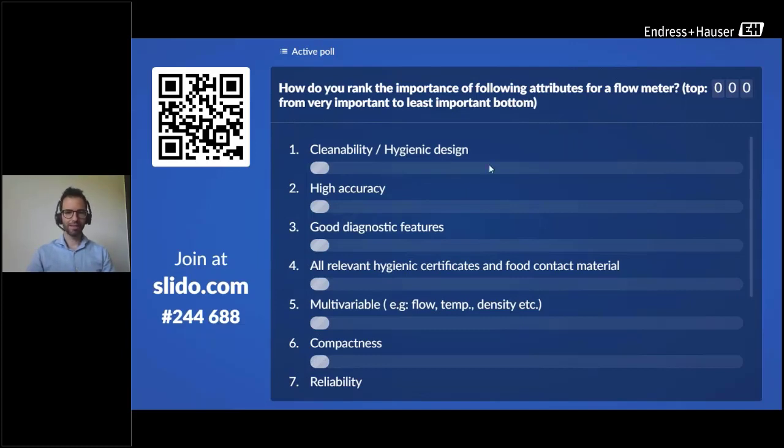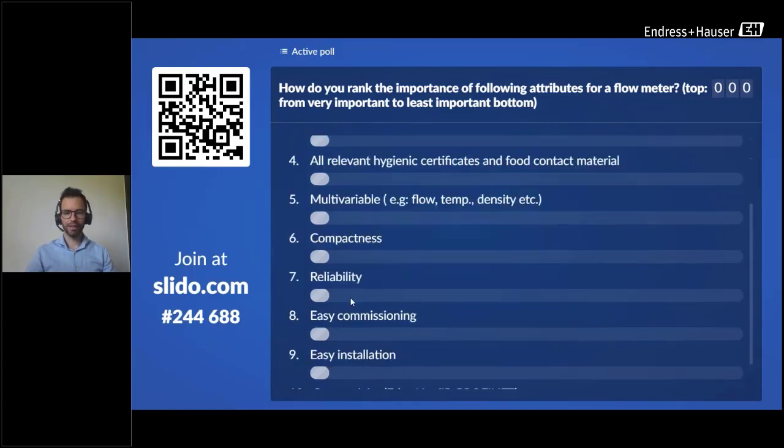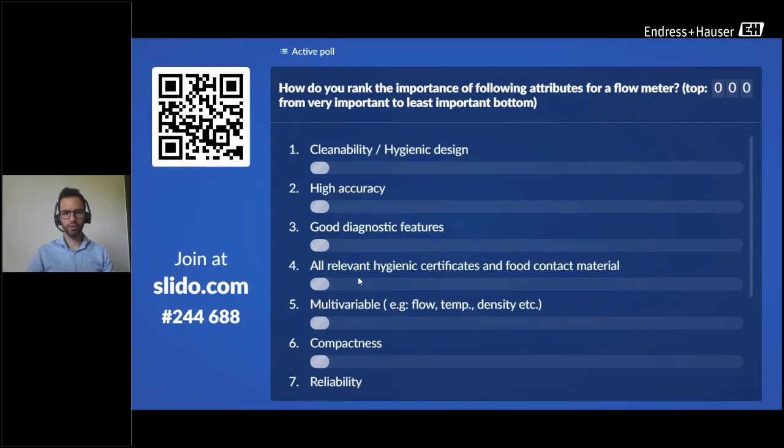So if you say, as an example, high accuracy of the device is for me of highest importance, you can just move it to the top. And when you say, okay, multivariable measurement is not so important for me, you just move it down. There are 10 attributes which you put together, and you can move them around in the way you like. I believe this will take a couple minutes to do.